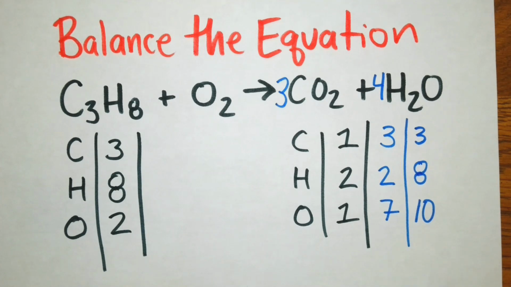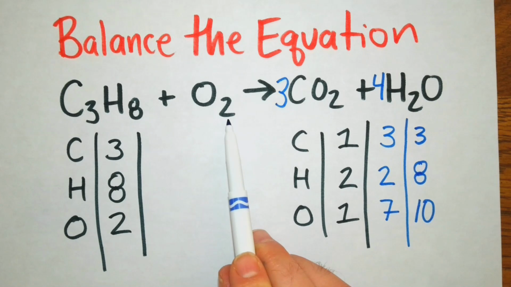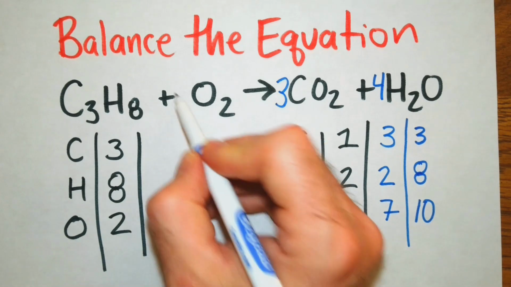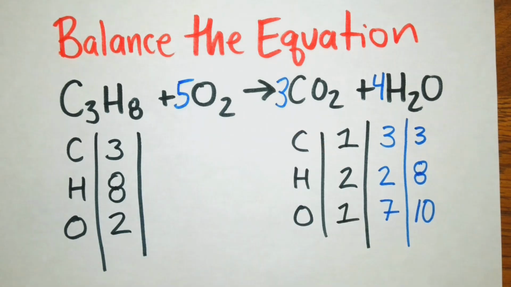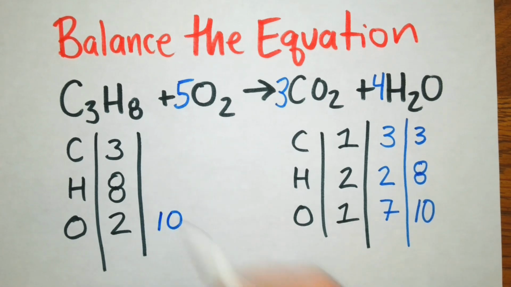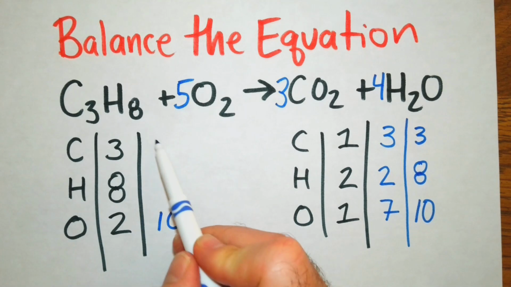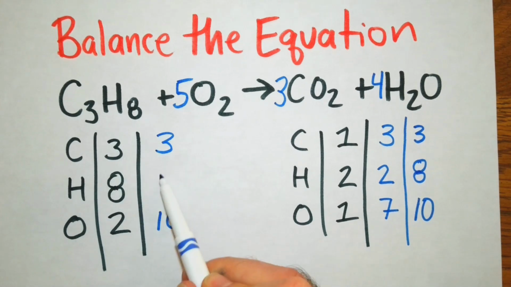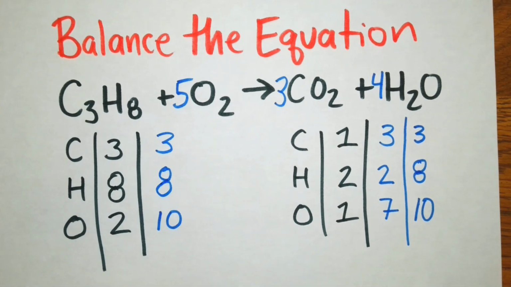Now this seems a little bit more doable. So what number can we multiply times 2 to get 10? That'd be 5. So we'll put our 5 right here, and let's see what the consequences are. 5 times 2 gives us 10, and we still have 3 carbons, and we have 8 hydrogens. Okay, so it looked complicated, but it turned out to not be so bad. We have 3 carbons on both sides, 8 hydrogens on both sides, 10 oxygens on both sides.